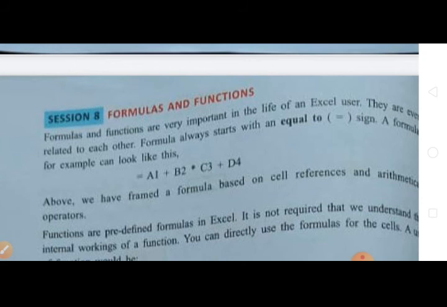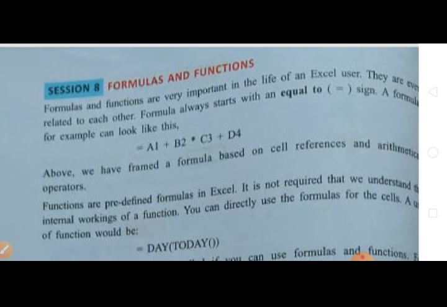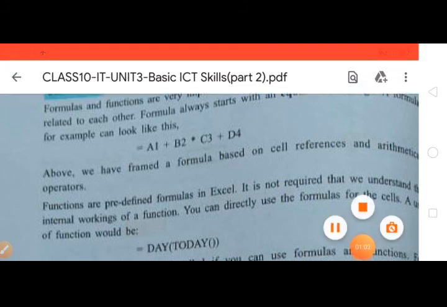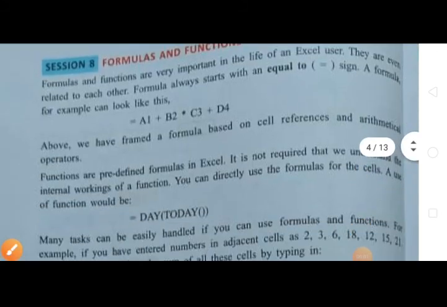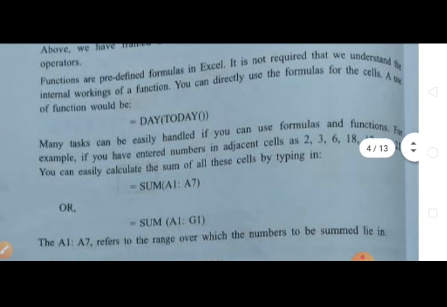Here, function name means what type of function we are going to apply, for example, sum, average, etc. Argument means cell reference, that is the address of the cell. For example, here it's mentioned A1 plus B2 star C3 plus D4, etc. A formula is an expression that can include cell addresses, numbers, arithmetic operators and parentheses. Using it, you can perform simple as well as complex calculations.